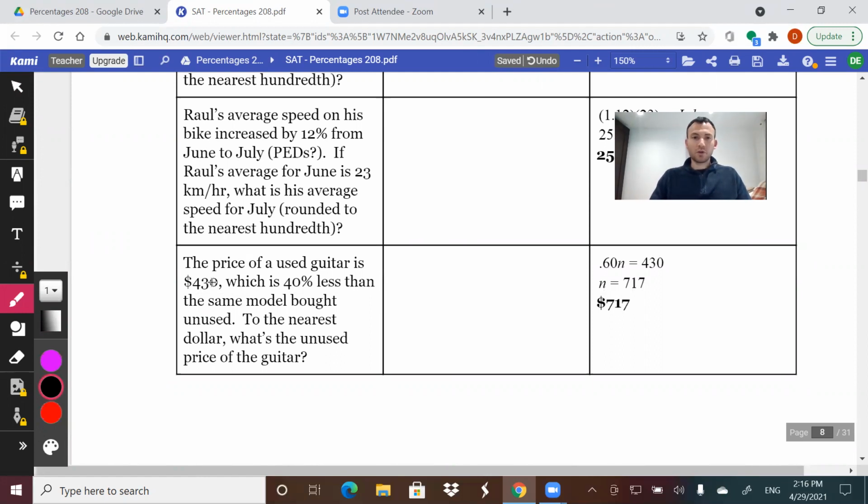But anyway, the price of a used guitar is $430, which is 40% less than the same model bought unused. To the nearest dollar, what's the price of the unused guitar? So if we think about it, the price of a used guitar is $430, which is 40% less than the unused or the original amount. So what we're going to say is that 60% of the original amount, because that's 40% less than the original, and I'm just going to make the original X. So 60% of the original is 430. Divide by 0.6, and you're going to get that the original is 717.